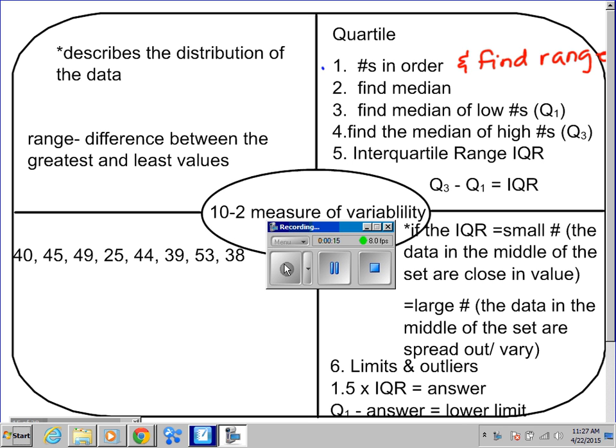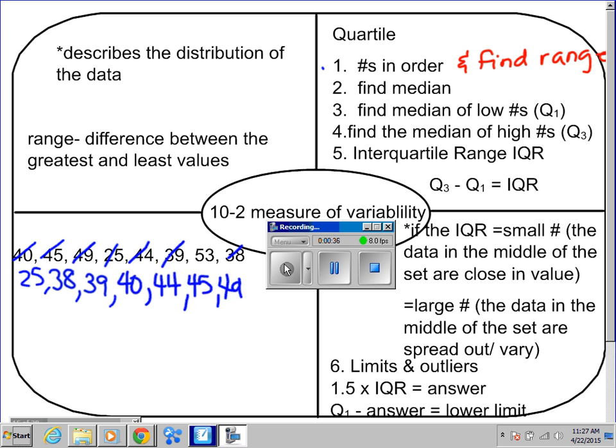So we're going to rewrite these numbers as 25, 38, 39, 40, 44, 45, 49, and 53.